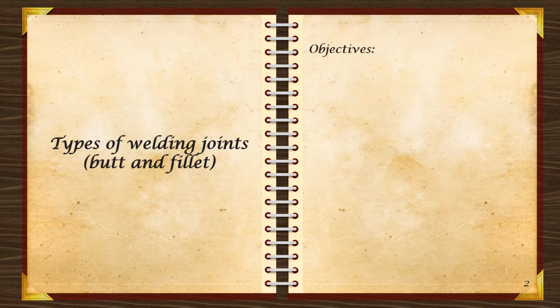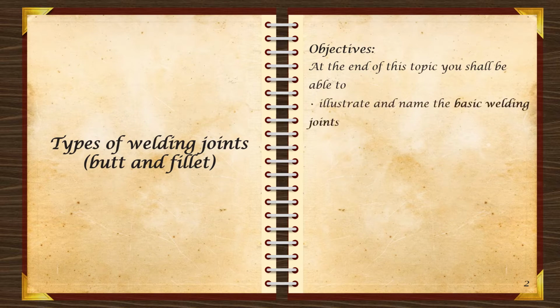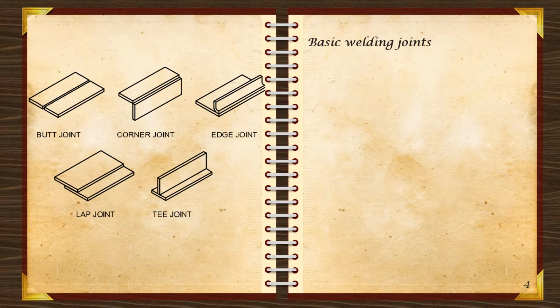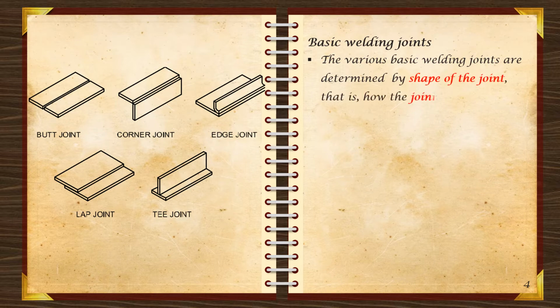The main objectives of this topic are, at the end of this topic you shall be able to illustrate and name the basic welding joints, explain the nomenclature of butt and fillet welds. Basic welding joints: the various basic welding joints are determined by the shape of the joint, that is, how the joining edges of the parts are placed together.